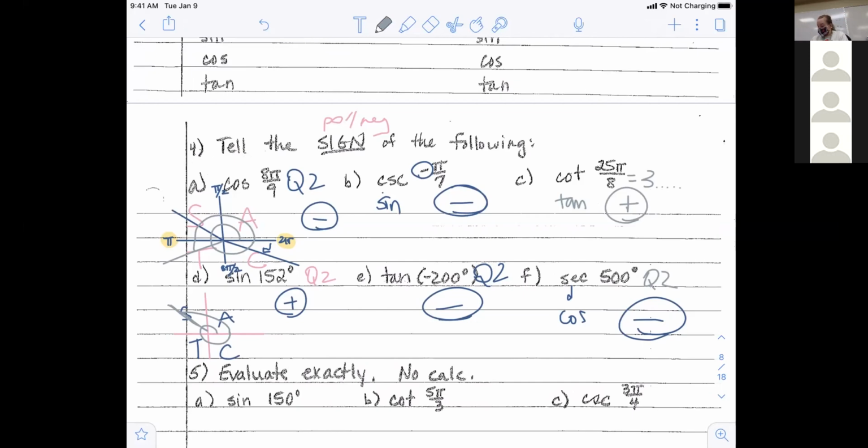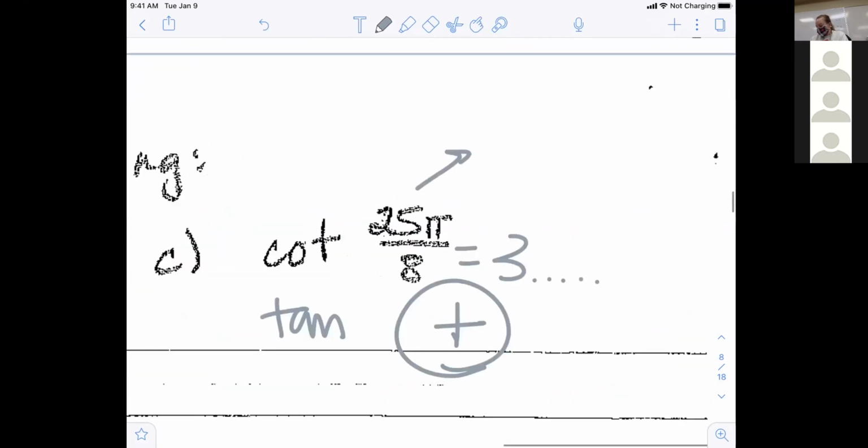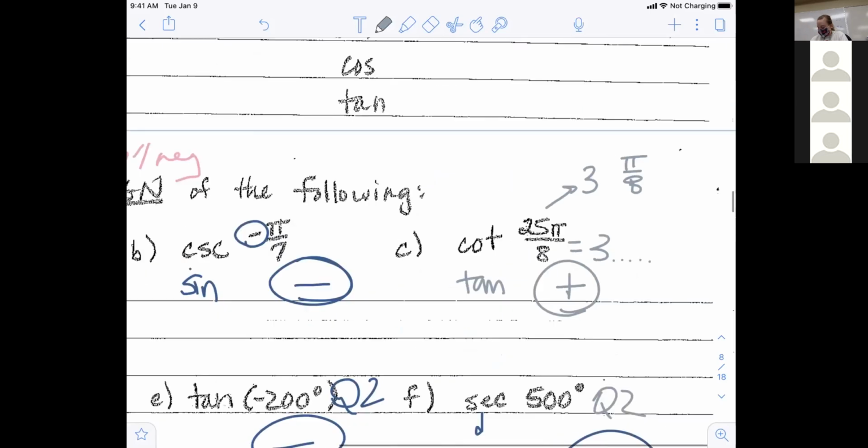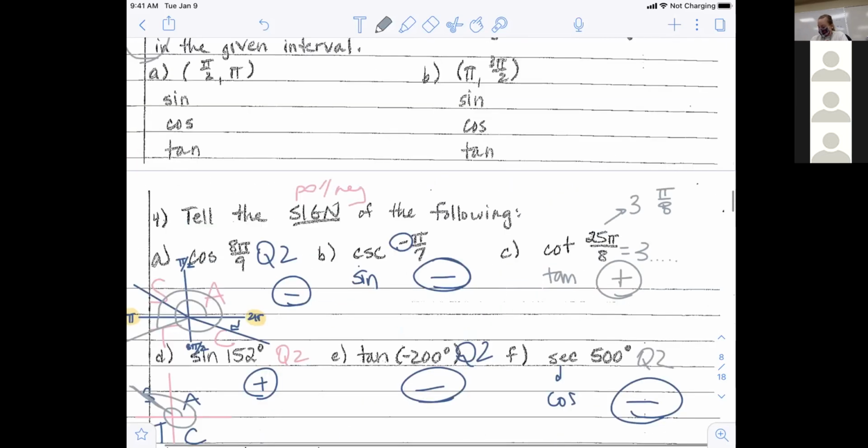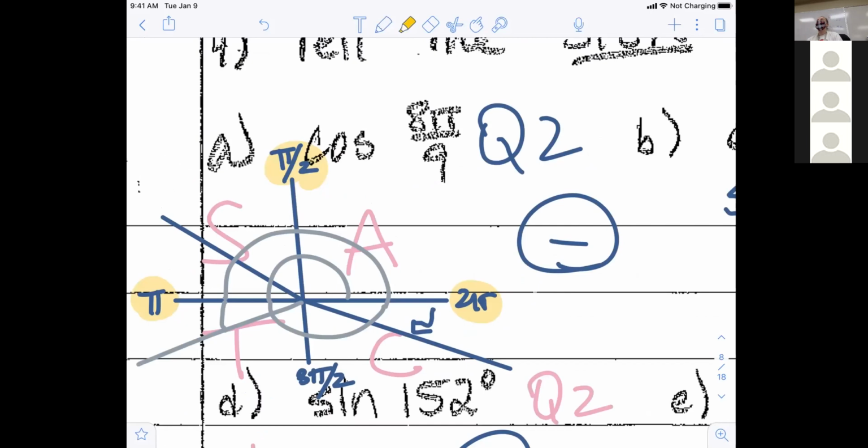That's a great question, actually, Al. It would have been 3 and then pi over 8, because 25 over 8 would be 24 over 8 and then an extra 1/8. 1/8 is a really small amount, and it's between 0 and pi over 2, because all of these quadrants are half a pi, half a pi, half a pi.